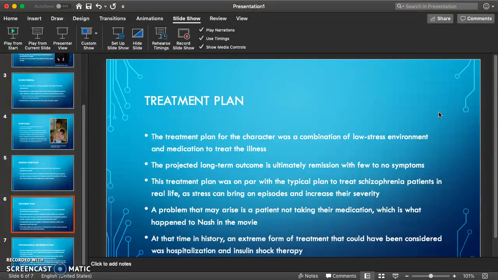A problem that may arise is a patient not taking the medication, which is exactly what happened to Nash in the movie. At that time in history, an extreme form of treatment that could have been considered, and was considered in the movie, was hospitalization and insulin shock therapy.